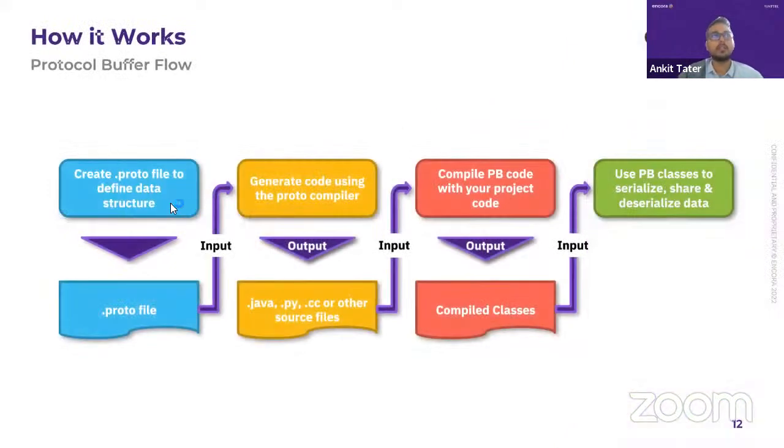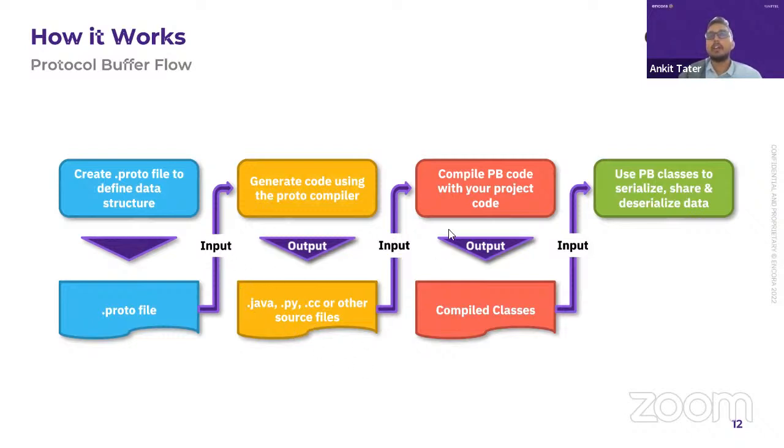First of all, you create a proto file and define your structure, as we have seen in the previous slide. Once your proto file is created, you have something called the proto compiler. The proto compiler compiles this code into your language. If you're using Java, it converts into a .java file. If you're using Python, it converts into a Python .py file.